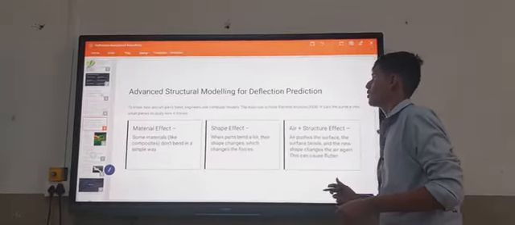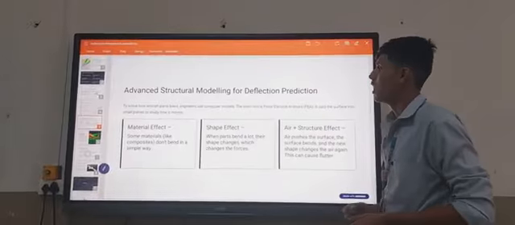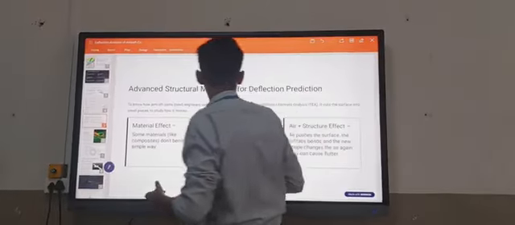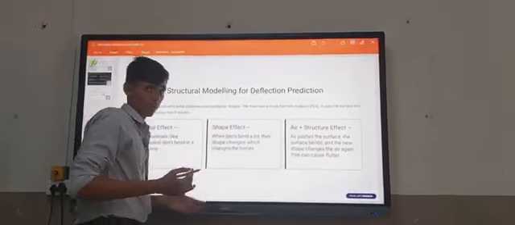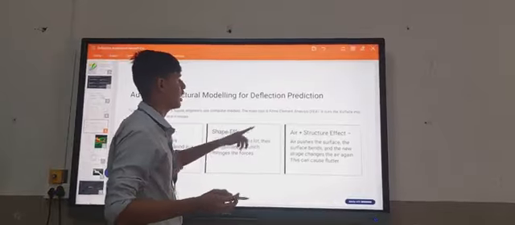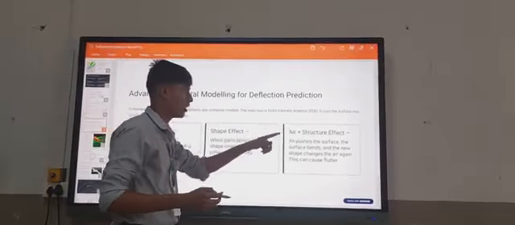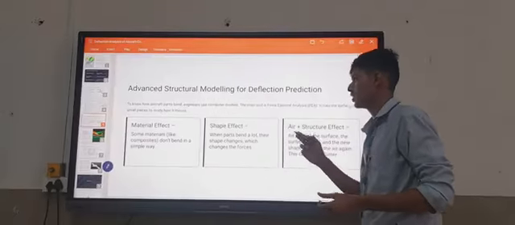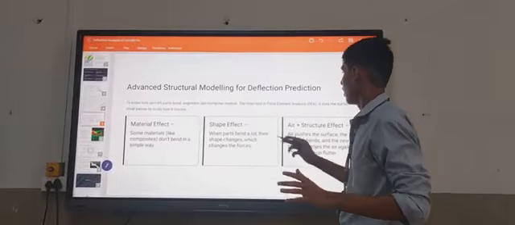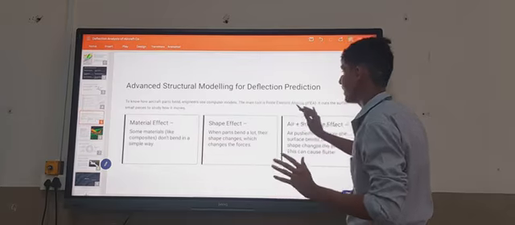Advanced control modeling for the deflection prediction. Now we are using the main tool to understand the deflection during flying. We are using the main tool, finite element analysis, FEA. This is how the aircraft parts bend. Engineers use a computer model. The main tool is finite element analysis.